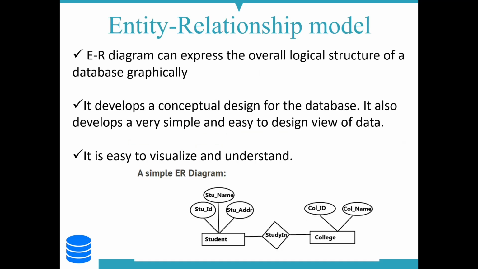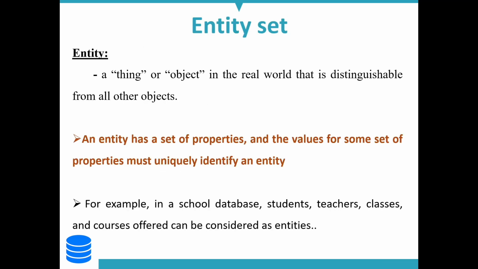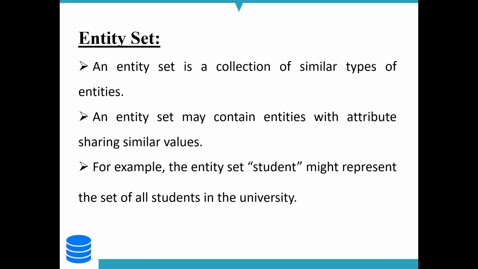Here in this example, student with student ID, student name, student address. In this example diagram, student ID, student name, student address are the entities. Then college ID, college name are the entities. Then move to the entity set. An entity set is a collection of similar types of entities. An entity set may contain entities with attributes sharing similar values. For example, the entity set student might represent the set of all students in the university. Here student is an entity, and the entity set contains all the students.